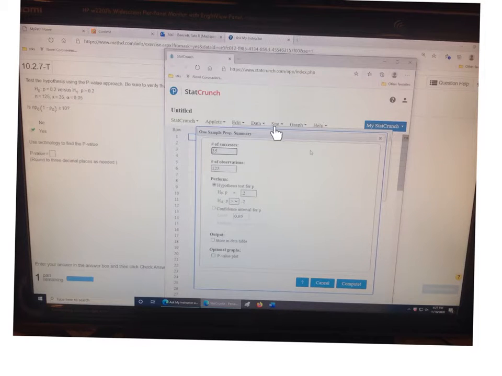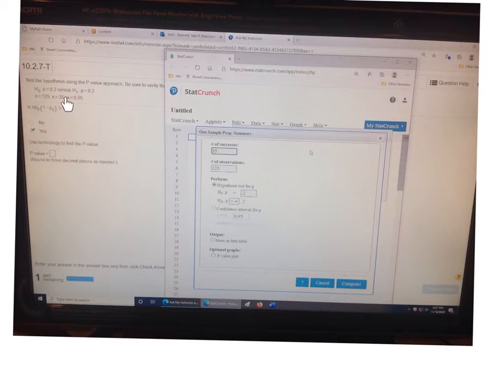The steps are in the book or on the videos. But you click on Stat, go down to Proportion Stats, 1 Summary. With a summary. So it's one sample proportion with a summary. And so you're told, your sample is 35 have the characteristic out of 125. So you enter those numbers there.